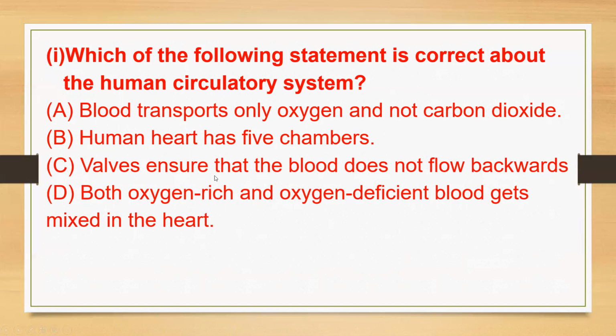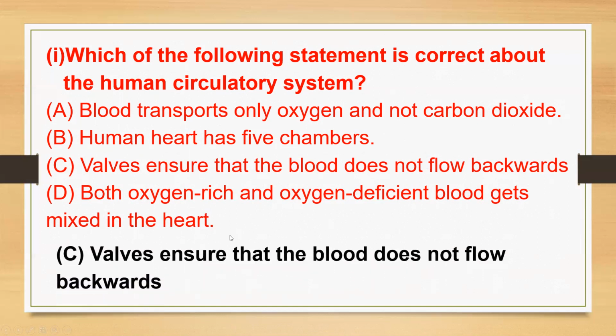So, which is the correct statement? C is the correct statement. Option C is the correct answer because veins have valves. We have arteries, veins, and capillaries, 3 types of blood vessels. Veins have valves to prevent backflow of blood because in veins the blood pressure is less than in the arteries. Okay, move to the next question.